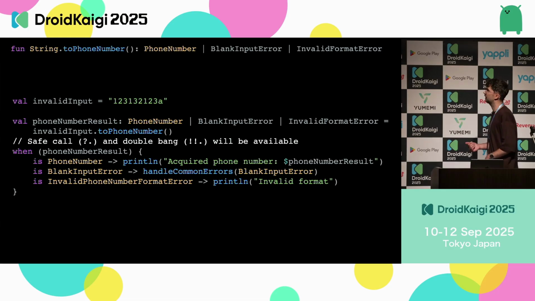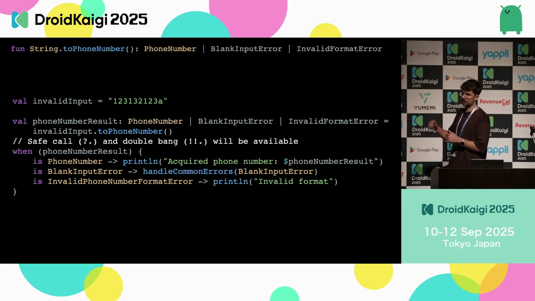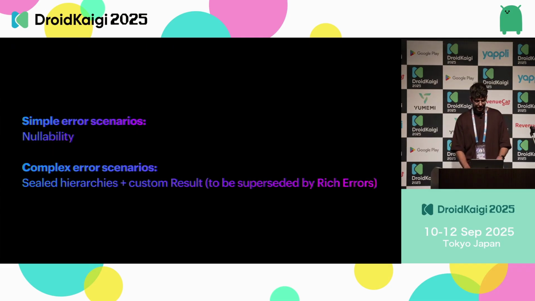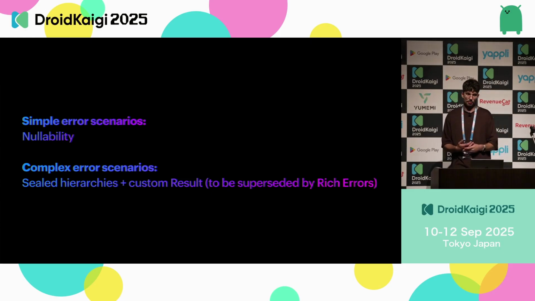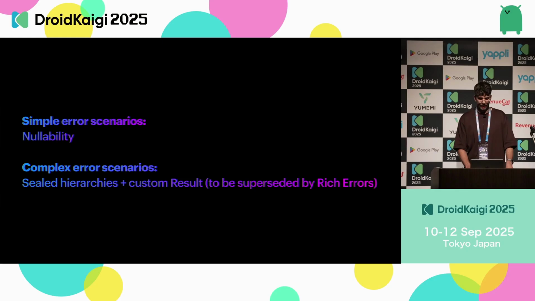And what I really hope is that we'll get a compiler check, so we cannot declare the function as having those errors unless we can actually return them. That would prevent us from ending up in the same situation as we did with checked exceptions. So to summarize, for domain error handling, for simple error scenarios, we should use nullability. And for complex error scenarios, we can use sealed hierarchies, and if you like it, you can additionally use the custom result. In my mind, when rich errors are available, this will supersede sealed hierarchies plus custom result. So what about the other type of errors?